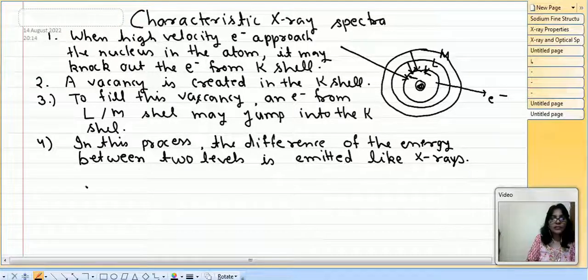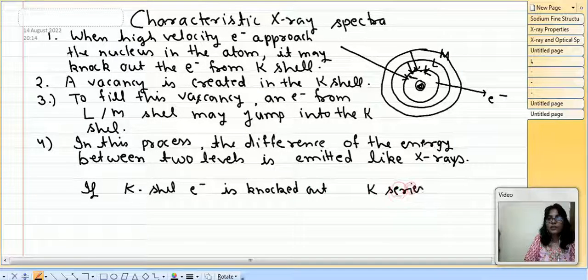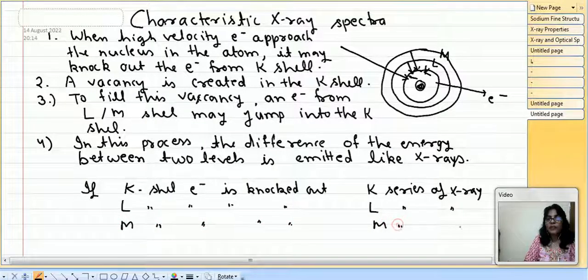If a K shell electron is knocked out, then we have K series of X-ray, and if an L shell electron is knocked out, then we will have L series X-ray, and if an M shell electron is knocked out, then we have M series X-ray.